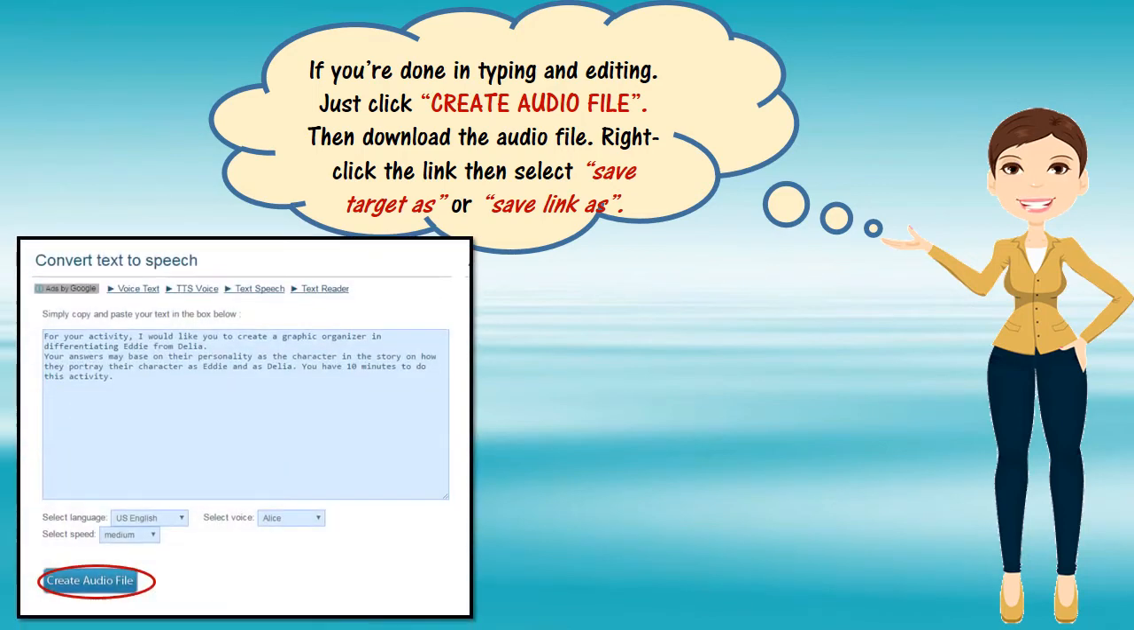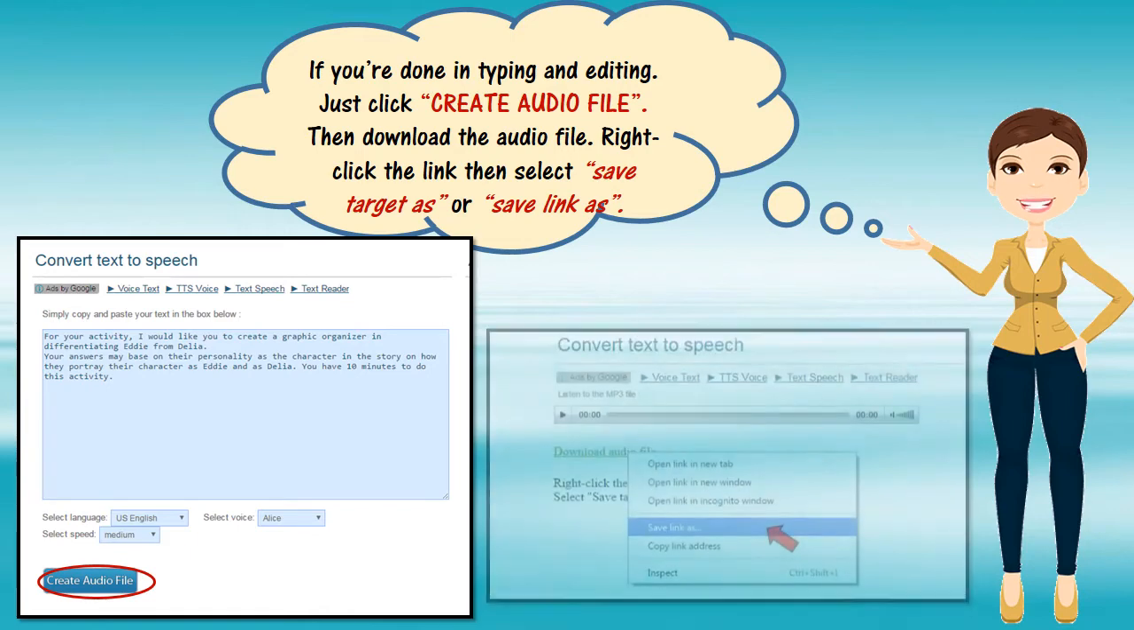If you're done typing and editing, just click Create Audio File. Then download the audio file. Right-click the link then select Save Target As or Save Link As.